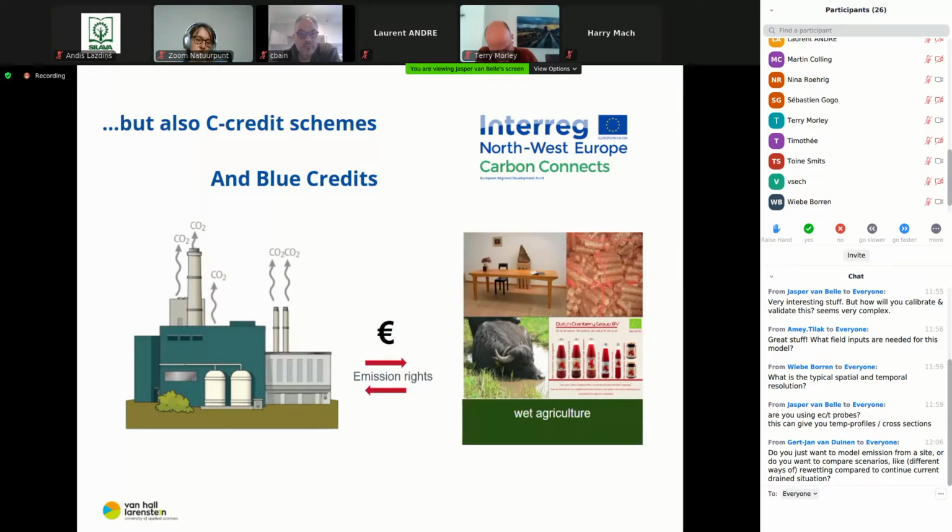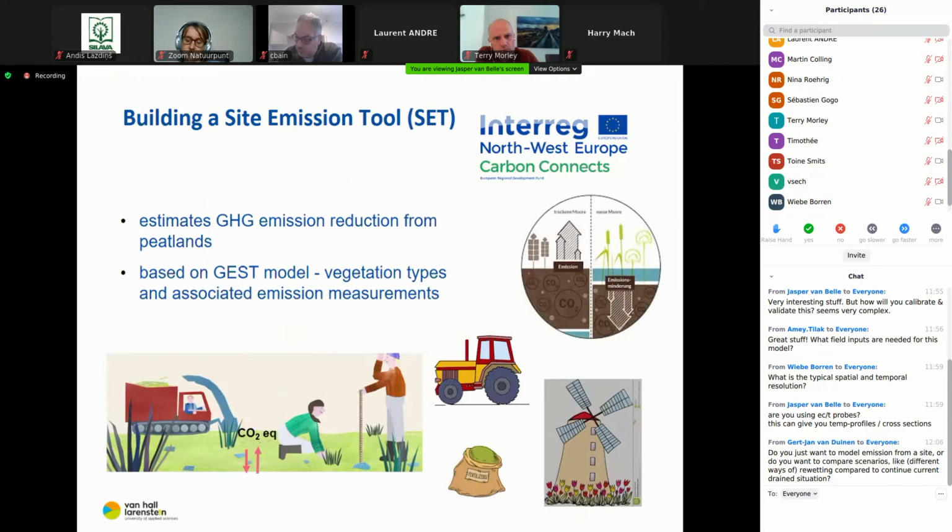So what we've done to quantify the greenhouse gas emissions is that we've built an Excel tool that we call the site emissions tool. And it estimates greenhouse gas emissions from your site depending on vegetation, groundwater levels, peat type, and whatnot.